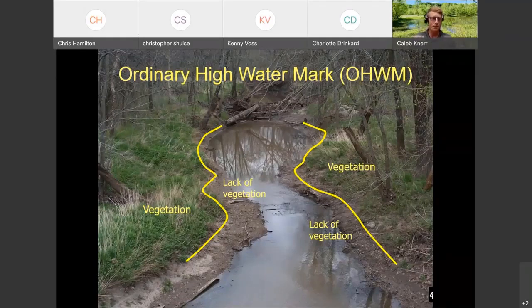Here's an example of an ordinary high water mark, and essentially this is defined by the lack of vegetation within the channel, and you can see with that line there showing where the water normally gets up to. It defines where the jurisdictional line is, essentially, for what we consider for fill below ordinary high water mark, and that's within the Corps' jurisdiction.